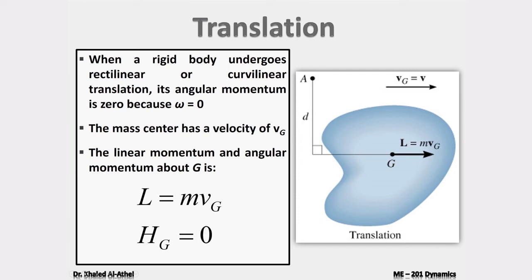If I have translation only, that means the rigid body is moving in a line instead of rotating. Therefore, Hg is cancelled. There is no angular momentum because there is no angular velocity, and I end up only with L equals mvg. So I only have linear momentum.